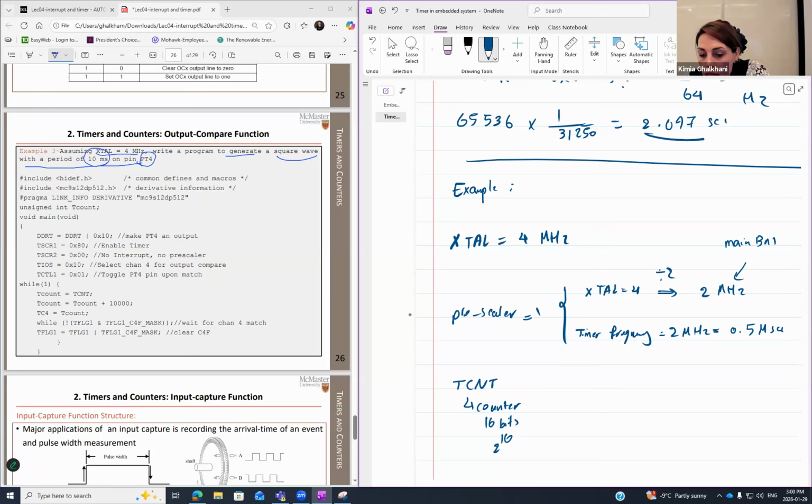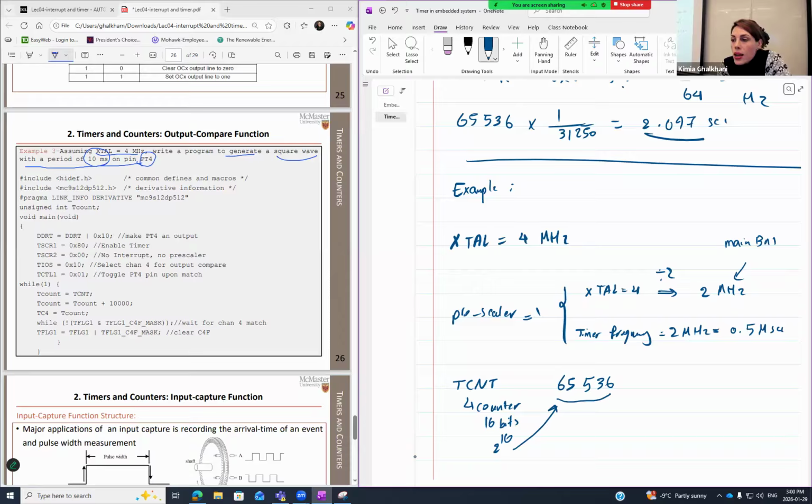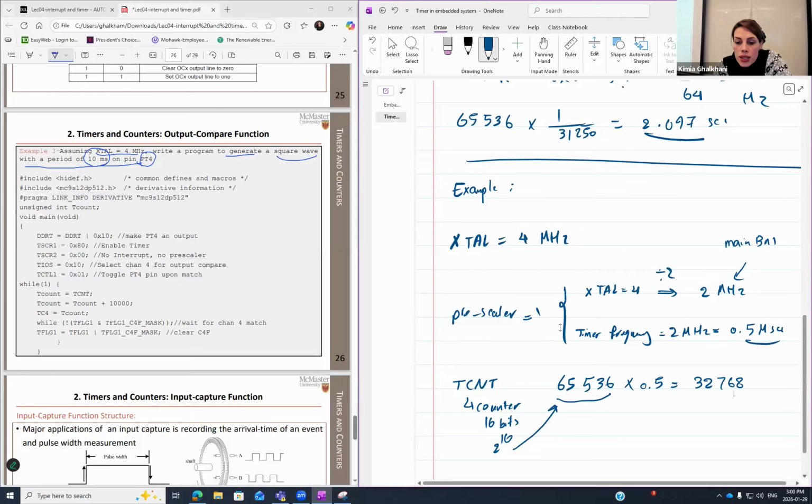So for this one, if I calculate it, I did it one more time. Again, 2 to the power of 16 is 65,536. Remember, do not wonder where I generated this; it's just 2 to the power of 16. And then I've got the time, 0.5, and this one again is going to give me 32,768. So this is the same.